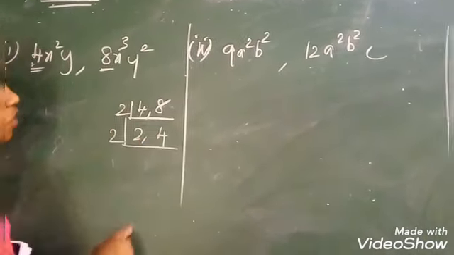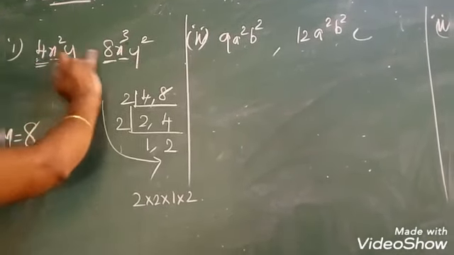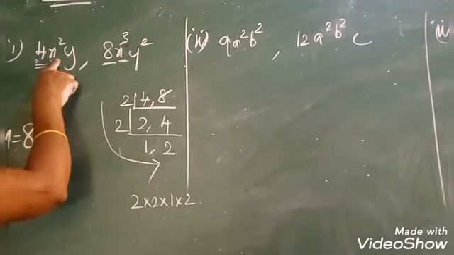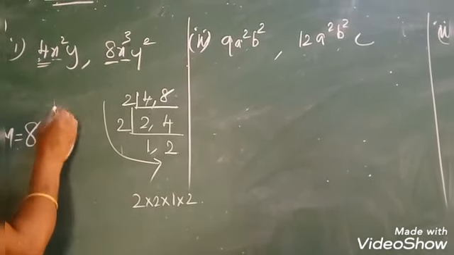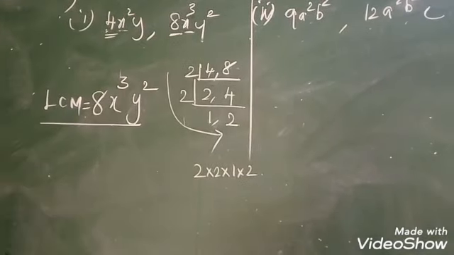Okay girls, then see the variables. Here x squared is there, here x cubed is there. Already I said, the degree should be the greatest degree. X is the same variable. What is the variable here? X squared is there, x power 3. What is the highest degree? Yes, x power 3. Then see here y and y squared. What is the highest degree? Y squared. This is called the LCM. The LCM of 4x squared y and 8x cubed y squared, the two terms: 8 is the numerical value, x cubed and y squared. This is one word question first.